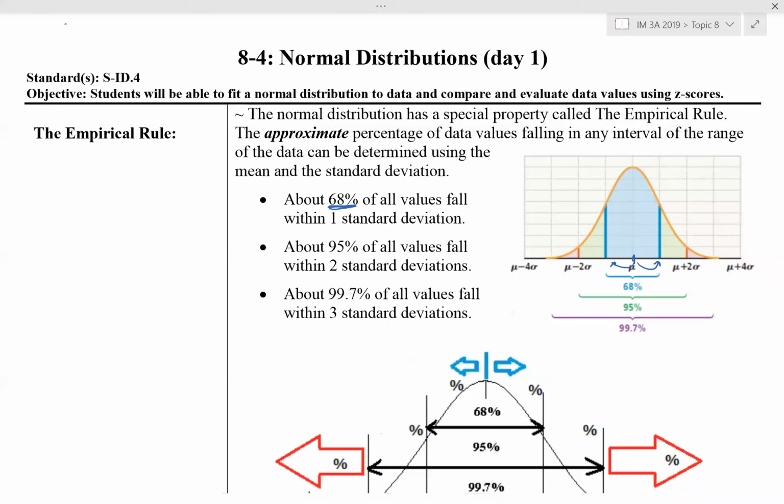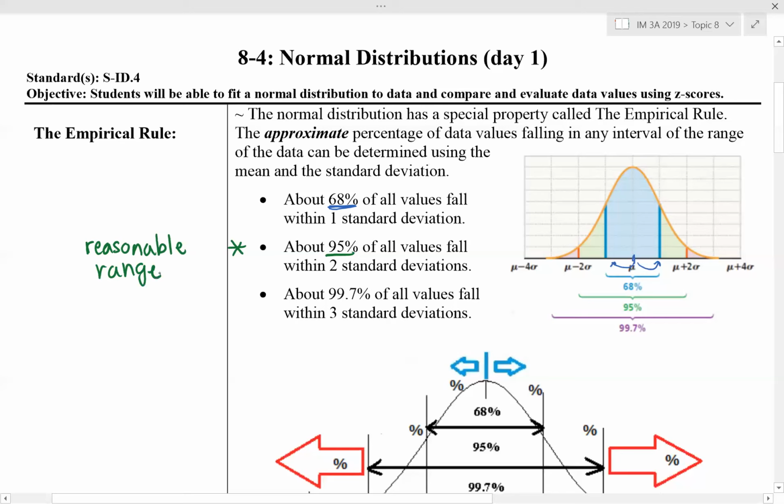And then 95% of the data values fall within two standard deviations. So if I have the mean and I add and subtract the standard deviation twice, whatever those numbers are, 95% of the data values fall within those two standard deviations. This is what we're going to call a reasonable interval, sorry, a reasonable range of values in future sections.